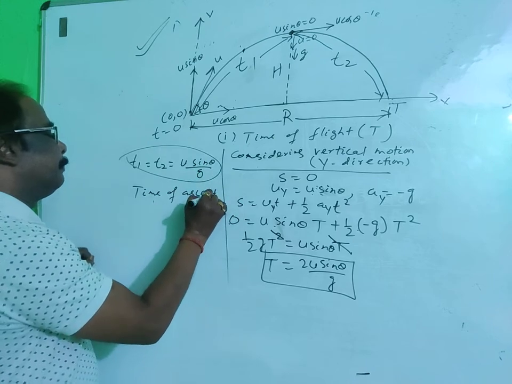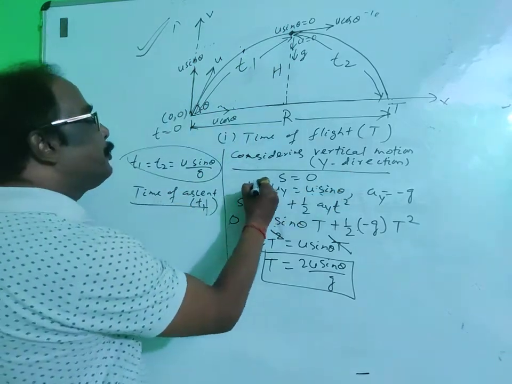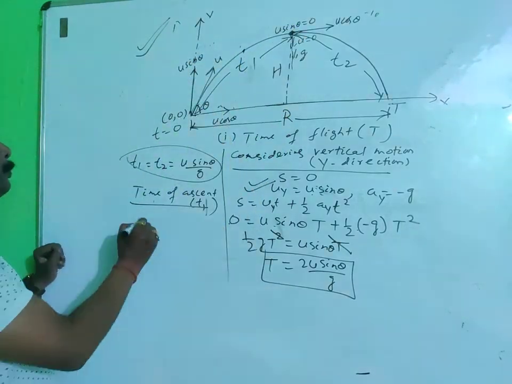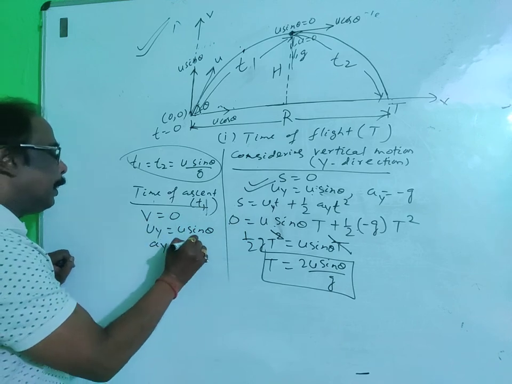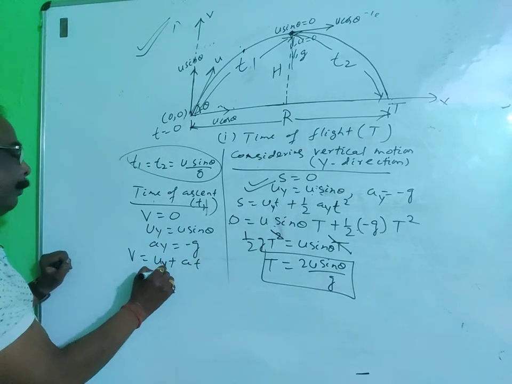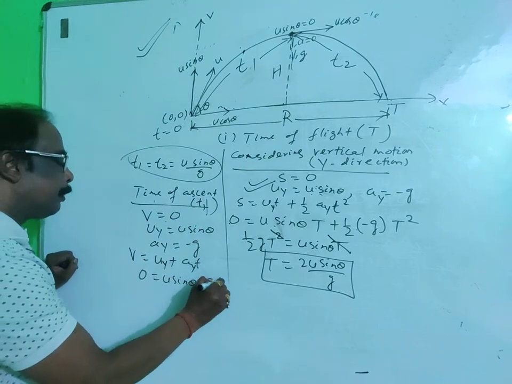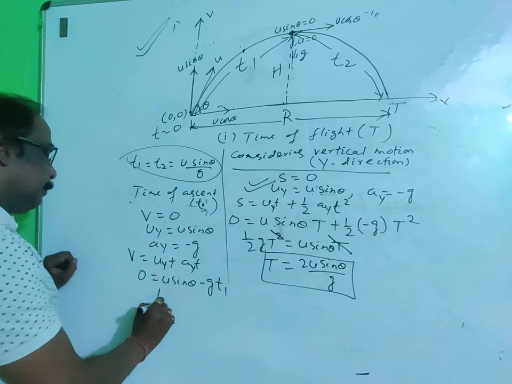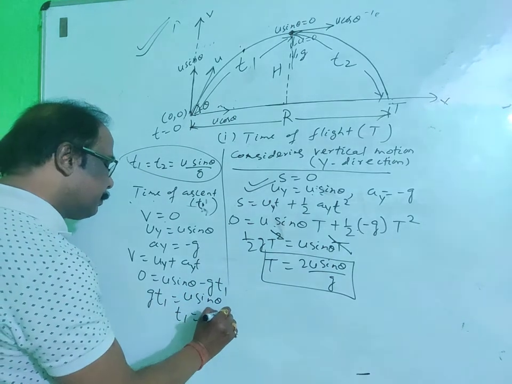Time of ascent. See, considering the y direction, initial velocity is u sin theta. At the highest position, time of ascent means the time taken by the body to reach the highest position. Here final velocity is 0, initial velocity is u sin theta, acceleration is minus g. Then just use the equation v is equal to u plus at. Final velocity is 0, uy is u sin theta, ay is minus g, time is t1. Then g t1 is equal to u sin theta. So t1 is equal to u sin theta by g.